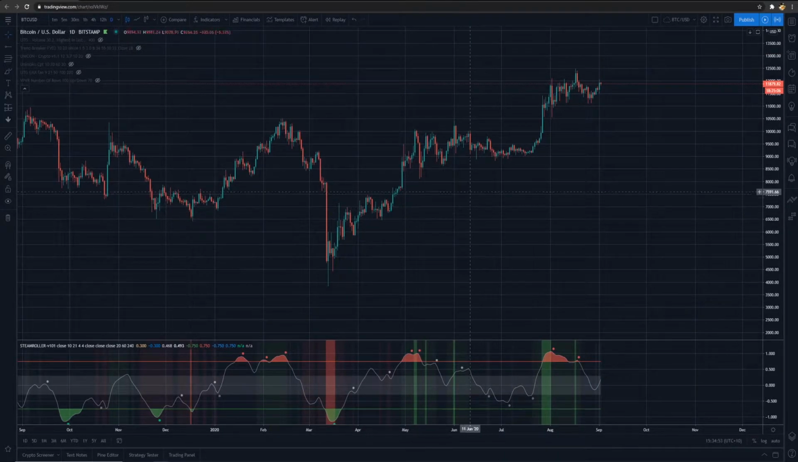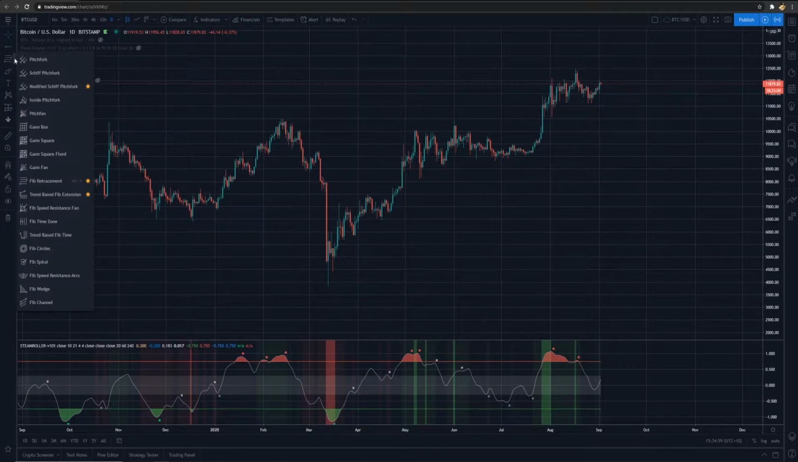So Fibonacci, we have got the tool on the left hand side of TradingView, third row down. Click on the little arrow and you'll find Fib retracement and trend-based Fib extension tool. They're the two that we'll cover here in this little video series now.